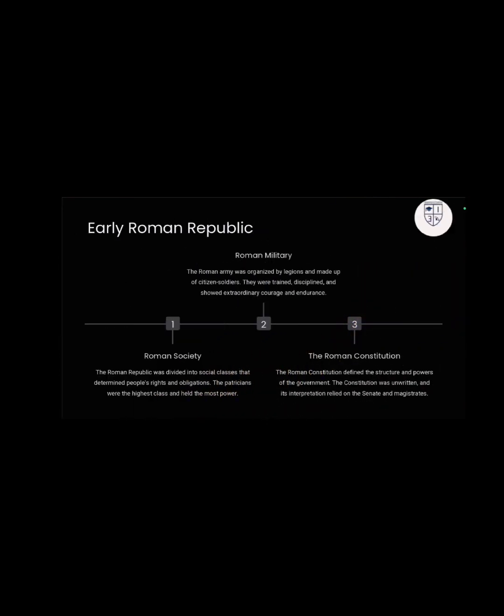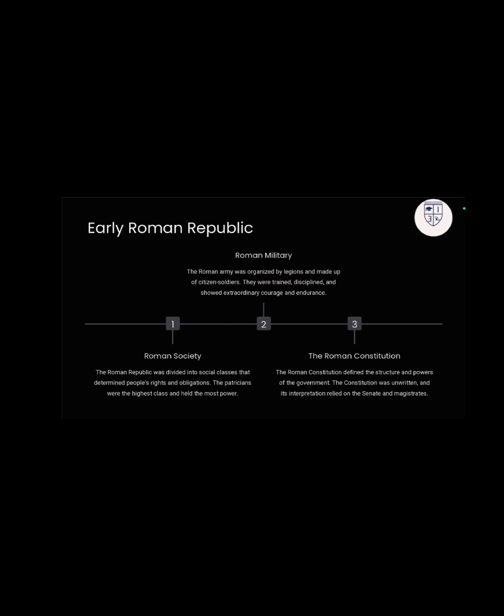So, the early Roman Republic. In the first point, Roman society. The Roman Republic was divided into social classes that determined people's rights and obligations. The patricians were the highest class and held the most power. The patricians, represented by the Senate, were the highest class in Roman society and held the most power. The social classes of Rome determined people's rights and obligations. So there was no equality.